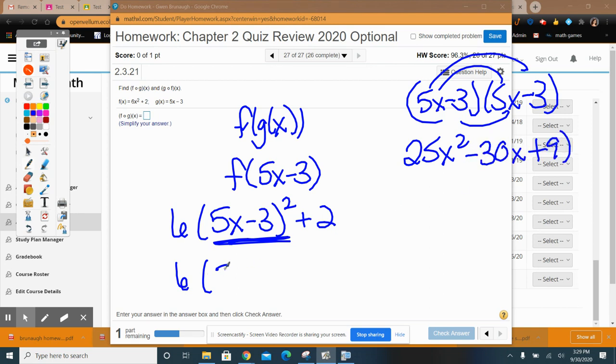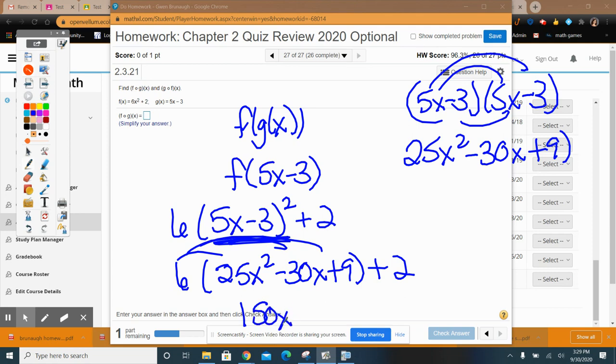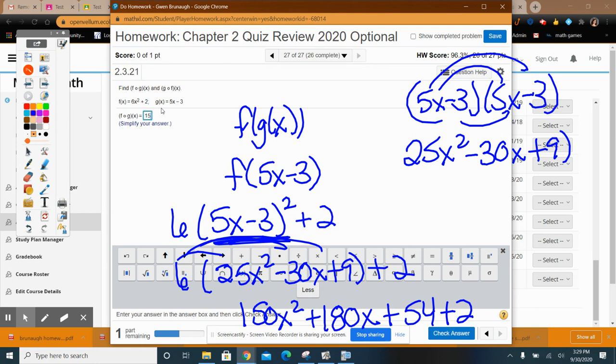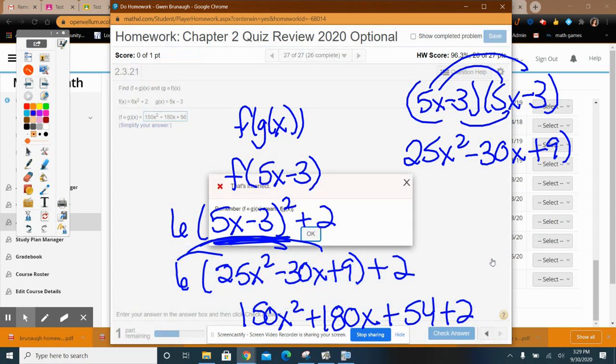I'm going to plug that in next to the 6 here. So 25x squared minus 30x plus 9 plus 2. Distribute 150x squared plus 180x plus 54 plus 2. That gives me 56 at the end. And I get 150x squared plus 180x plus 56. Messed it up.